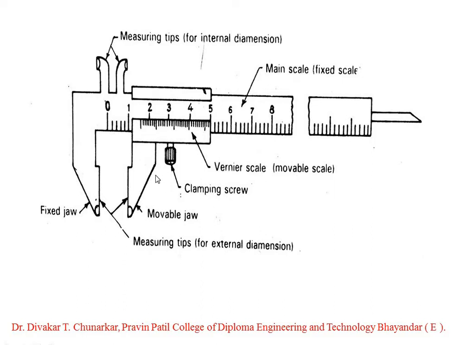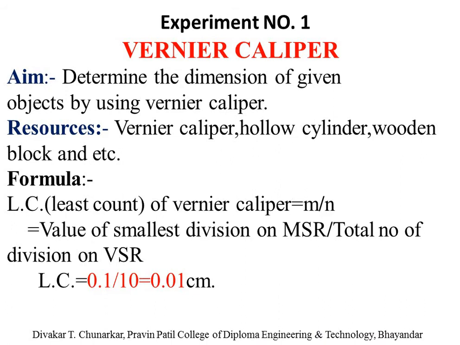So student, the main scale reading. Main scale means smallest division on the main scale. Suppose we consider the 0 and this one line. The distance between these two lines is 1 mm or 0.1 centimeter, and the total number of divisions on this vernier scale is 10. This is 10 lines, so 0.1 upon 10, keep in your mind. And therefore, we can calculate the least count of the vernier caliper: 0.01 centimeter.